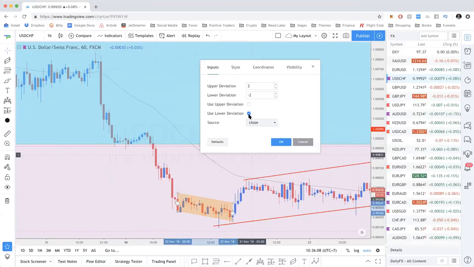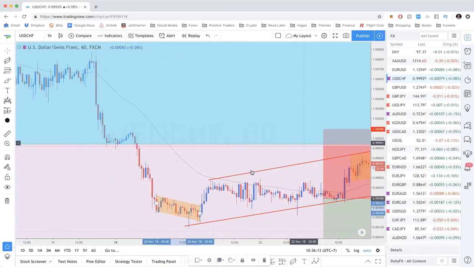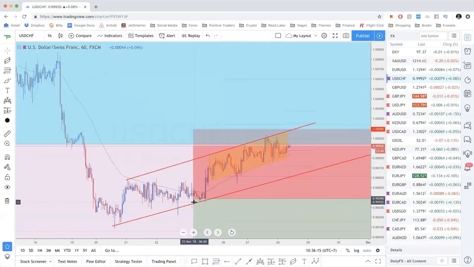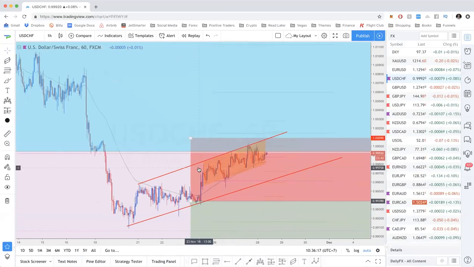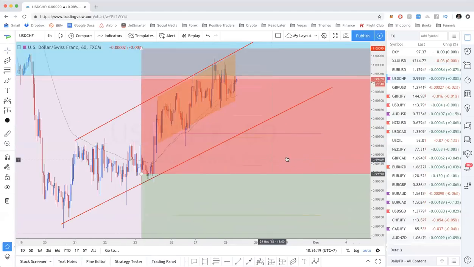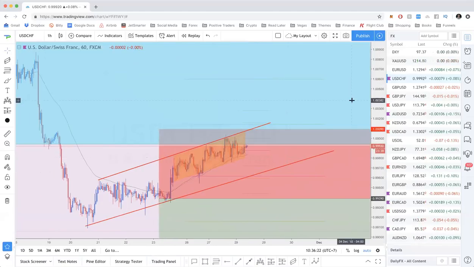So you can see, you can really adjust this and set it how you want it, whatever looks better to you. Okay. That's one reason I like TradingView. It's very, very user friendly and very customizable. Okay. Anyways, with USD Swiss franc, there's still a fighting chance with this pair.